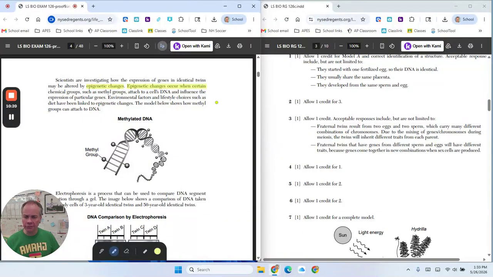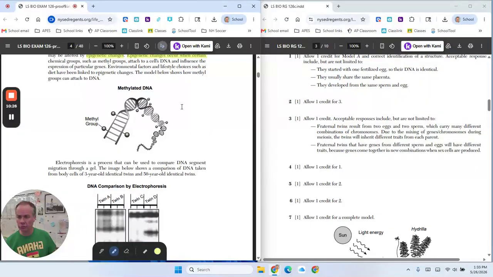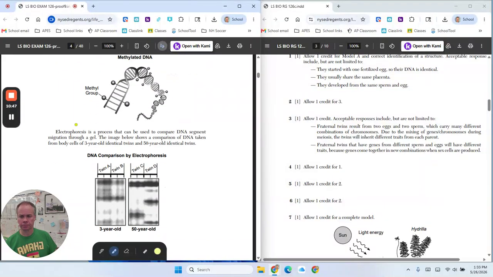Environmental factors and lifestyle choices, such as diet, have been linked to epigenetic changes. The model below shows how methyl groups can attach to DNA. Okay, so we see in the model, I want to analyze it. I see this is DNA. I can tell by the shape, it's also labeled. And this is methylated DNA. And what I see is these shapes have been added to the DNA. Those are methyl groups. Okay, so that shows me methylation.